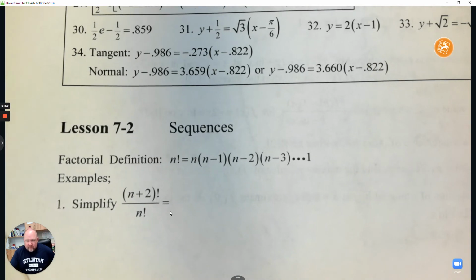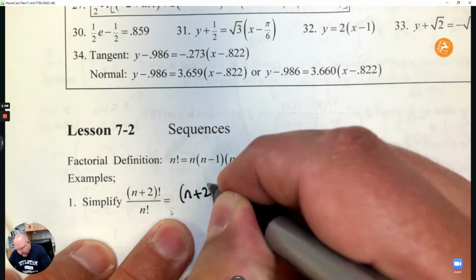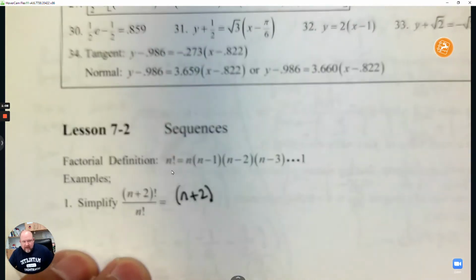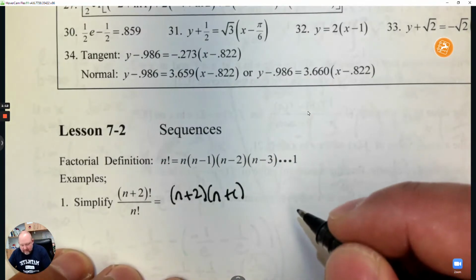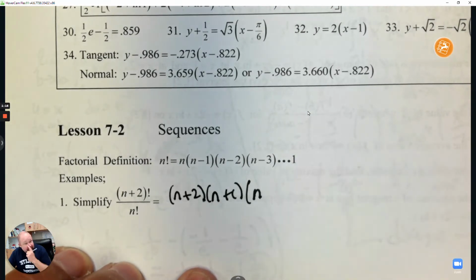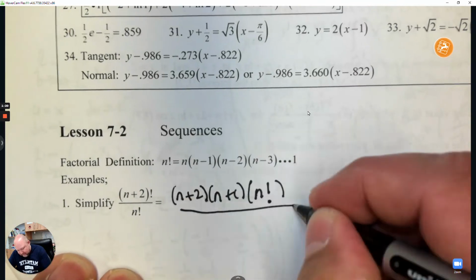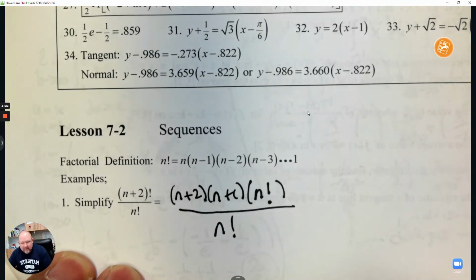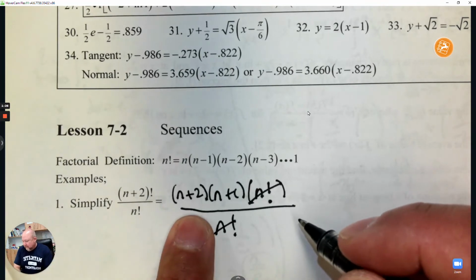So if you simplify this, it means n plus 2, and then if you subtract 1, it would be n plus 1, and then if you subtract again, it would be n, and then it would keep going. At this point, it would actually be n factorial. The denominator is n factorial, so they would divide out, and that would be your answer.